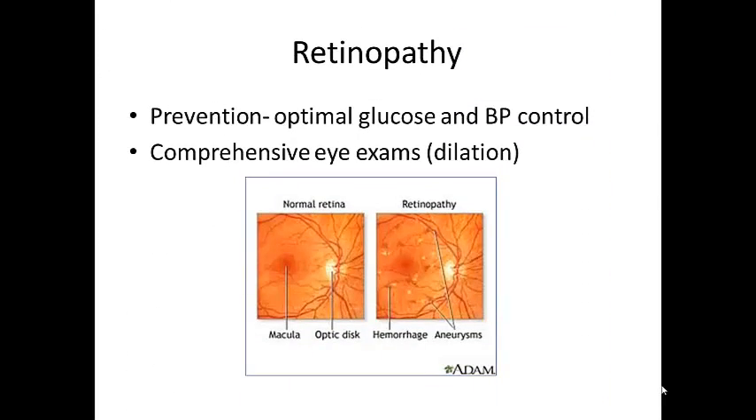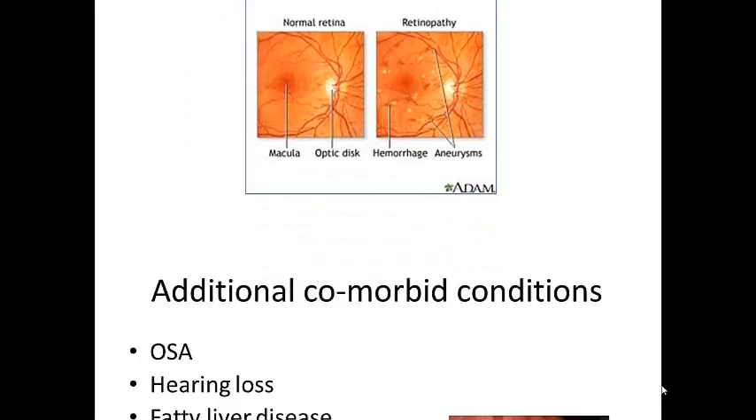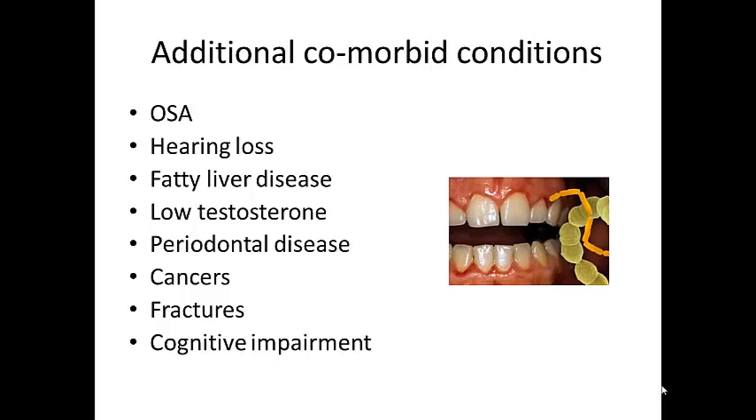Of course, retinopathy is also a problem. Again, very important to prevent. Eye damage and comprehensive eye exams are in order. Additional comorbid conditions to think about: obstructive sleep apnea, hearing loss, fatty liver disease, hormone imbalances. Dentists are often trained to ask patients about signs and symptoms of diabetes because they tend to have more periodontal disease and cavities. Cancers may be higher in certain types of diabetic cases, increased risk of fracture and cognitive impairment.